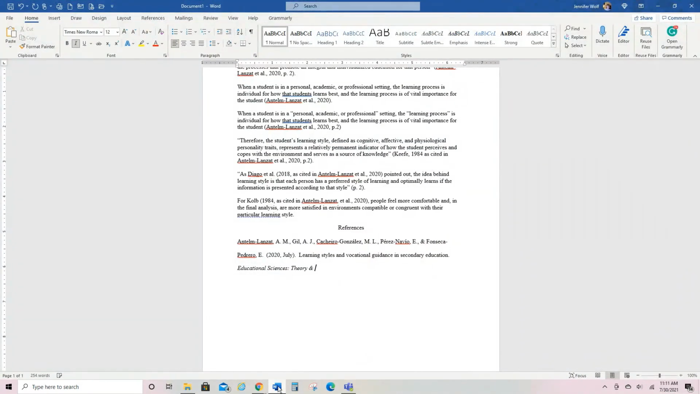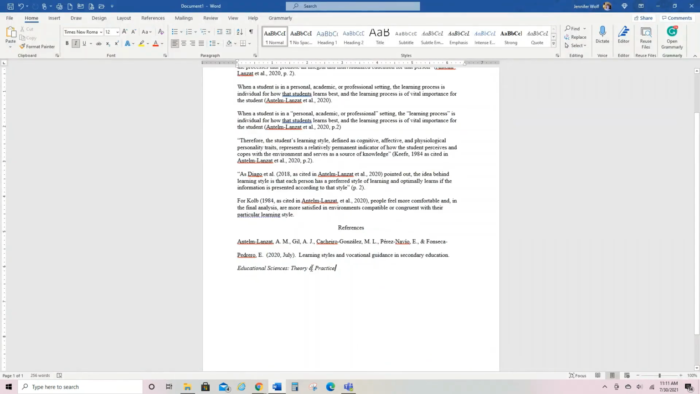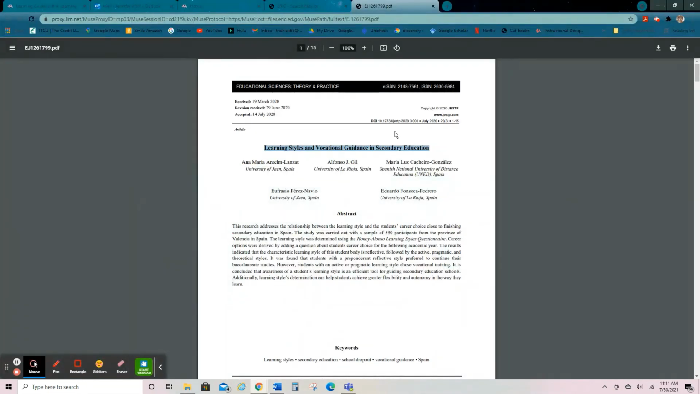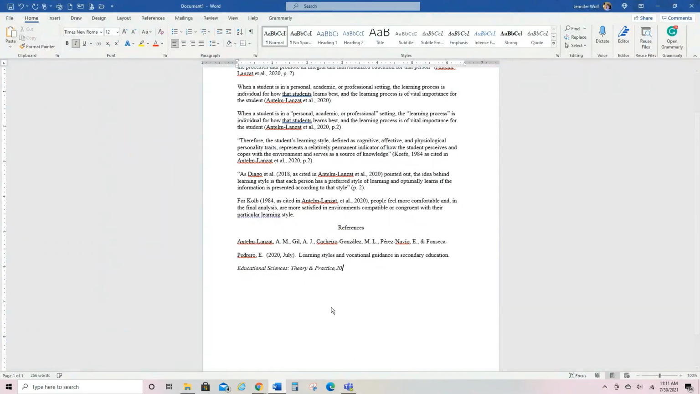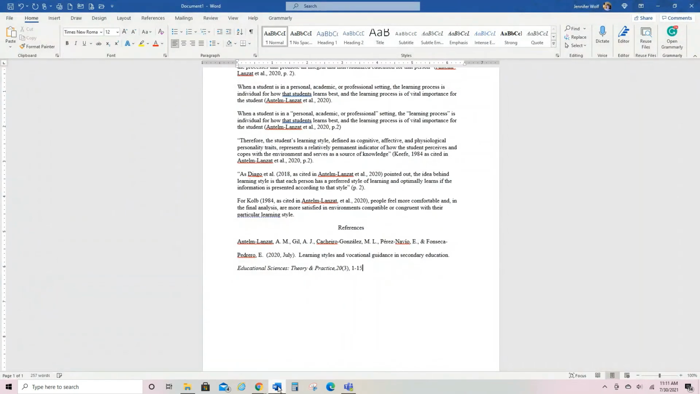But when we have a journal, we capitalize all the major words. And notice they have an ampersand in the title. This symbol. So I'm going to keep that. Otherwise, I would spell it out. Okay, and then we want the volume, and that means the year. So they've been publishing for 20 years. And then, not in italics, the issue, and then the page numbers. And notice I don't put my abbreviation for page like I did in the citation.